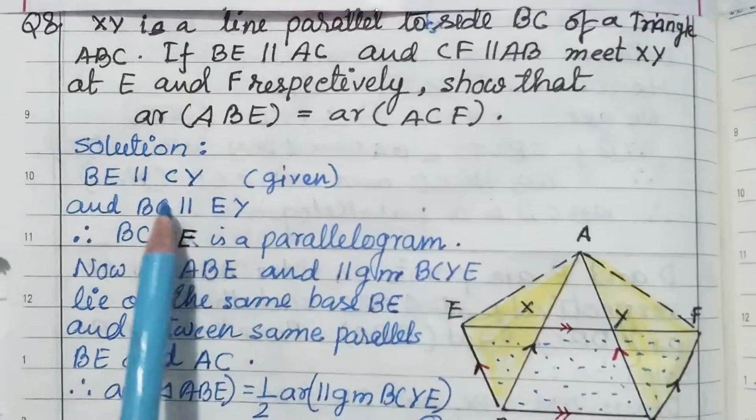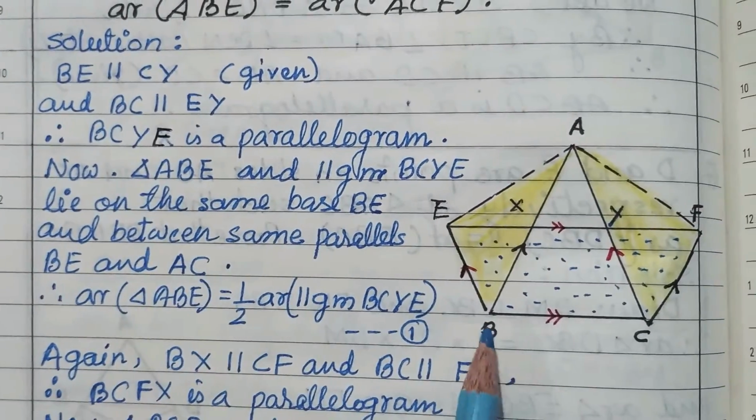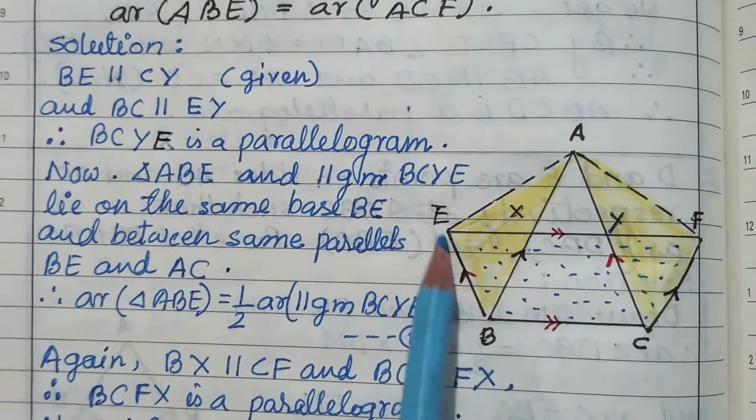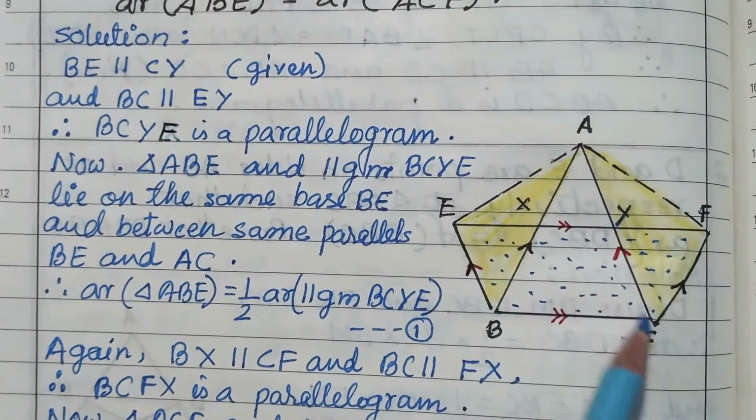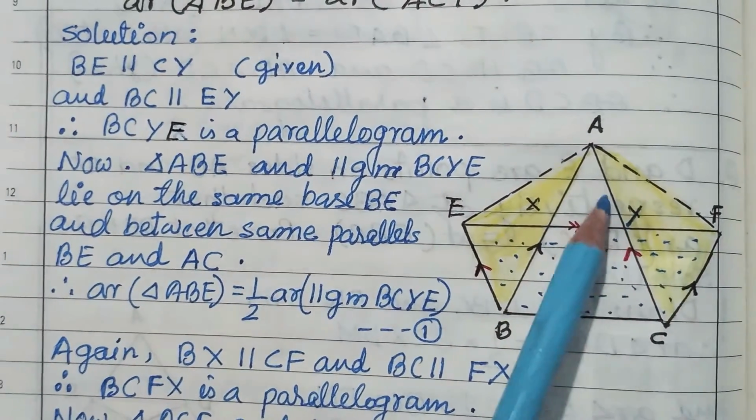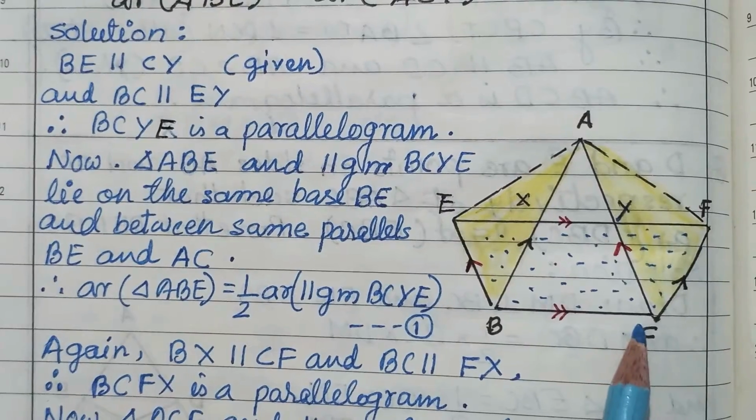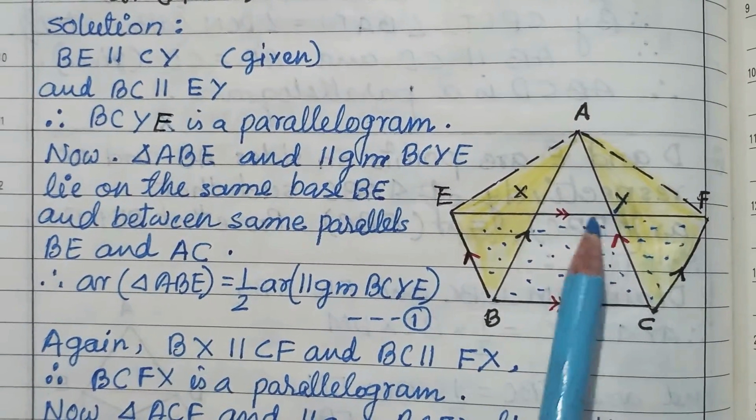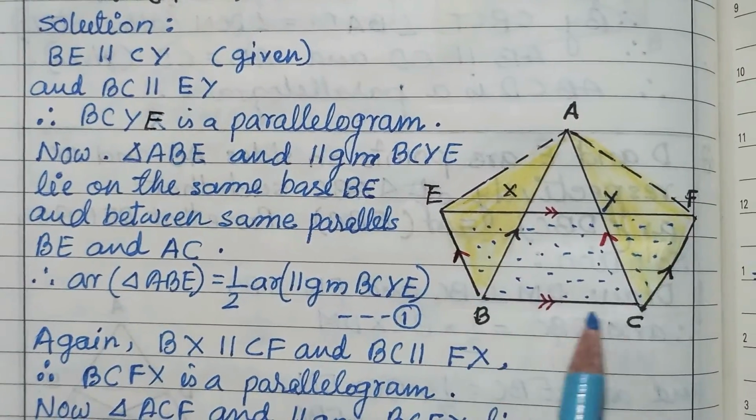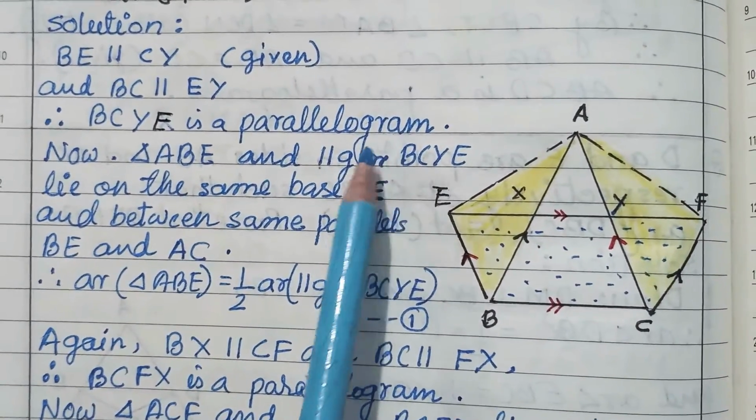Now BE is parallel to CY. BE is parallel to CY, since it is actually parallel to AC, and we can write CY as it is part of this AC. And BC is parallel to EY. Therefore BCYE is a parallelogram.